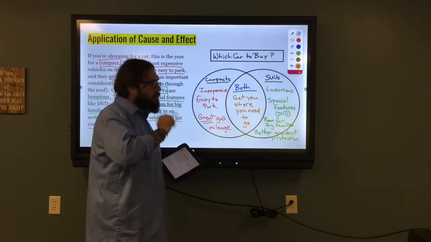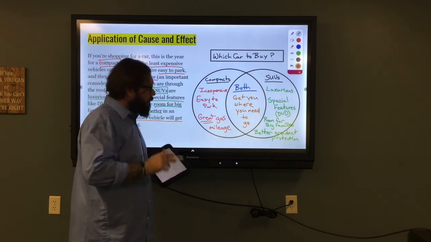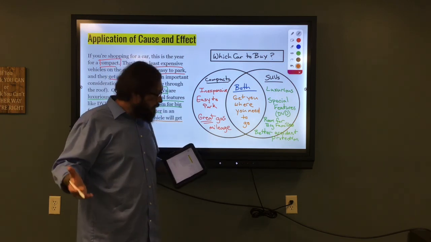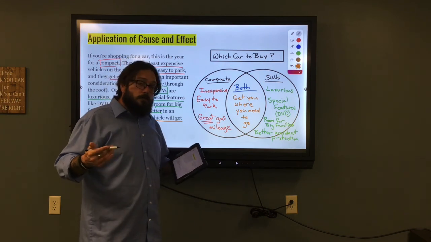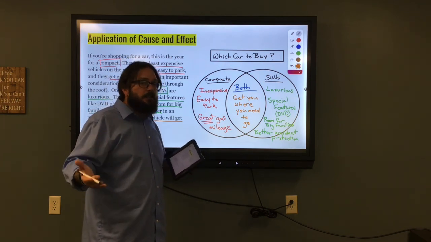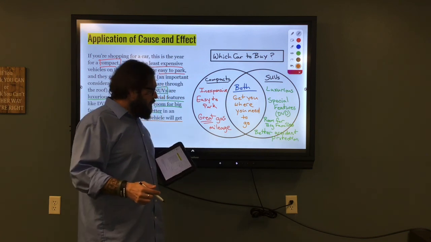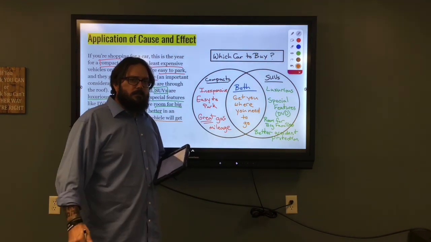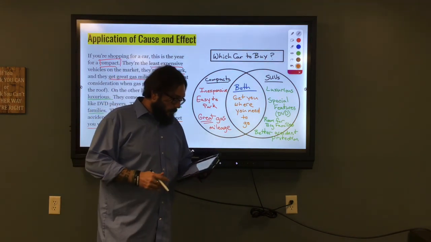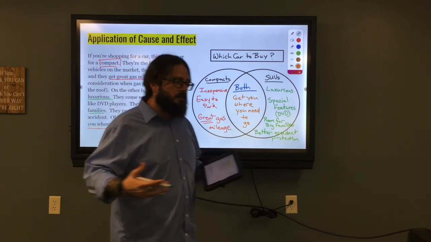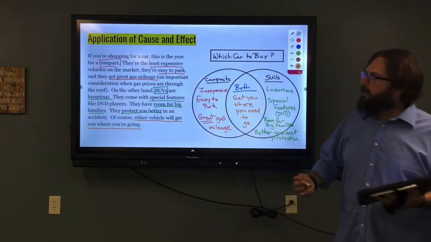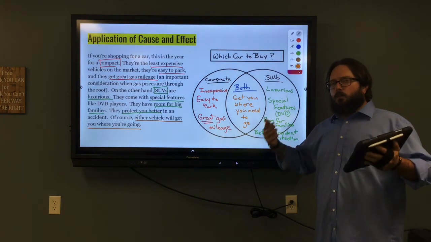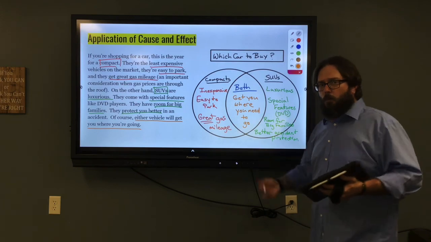We needed the SUV, not because it was luxurious, but in this case, room for a big family. Also, I want to protect my family in the unlikely event of an accident. So the better the accident protection, the more comfortable that I feel traveling with my family. So again, the whole purpose of using compare and contrast, at least from the reader's perspective, is to help you better understand what the author is saying and to make an informed decision.